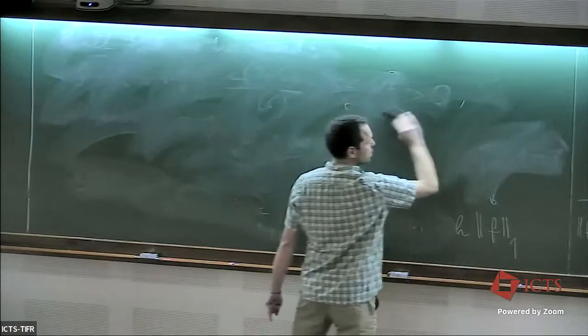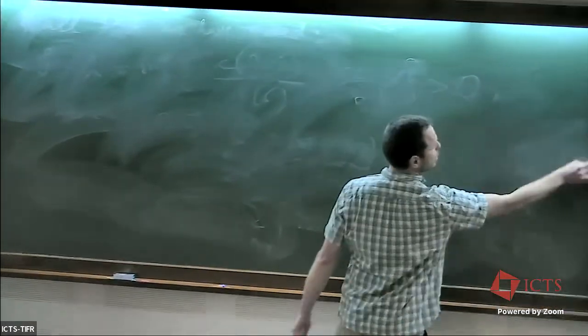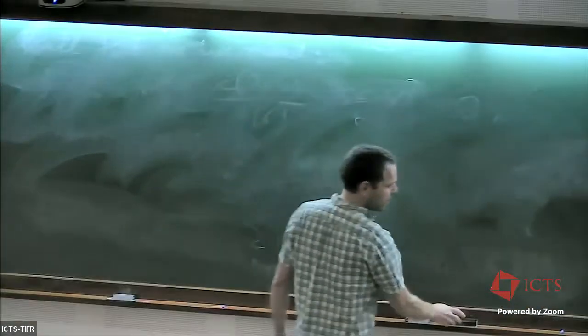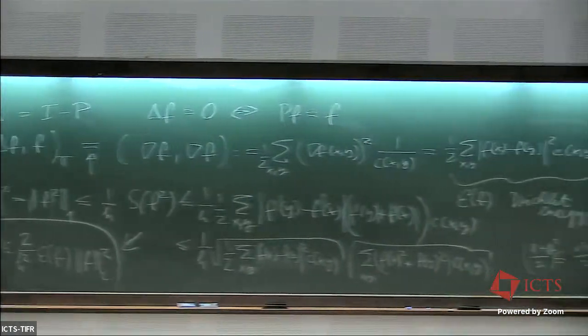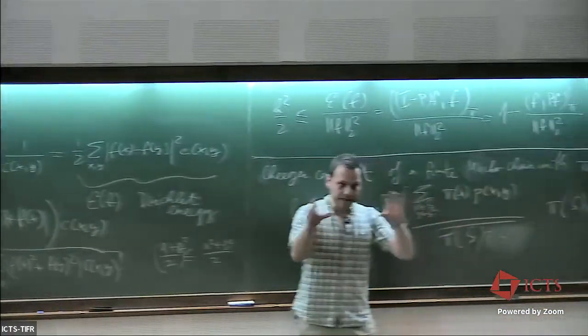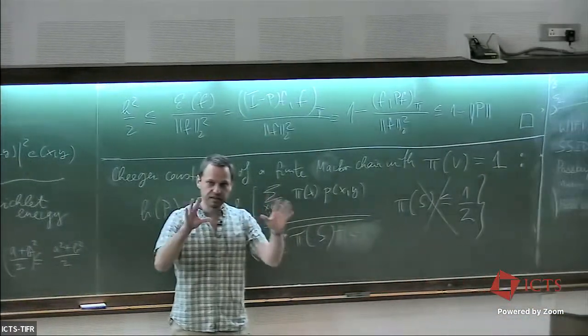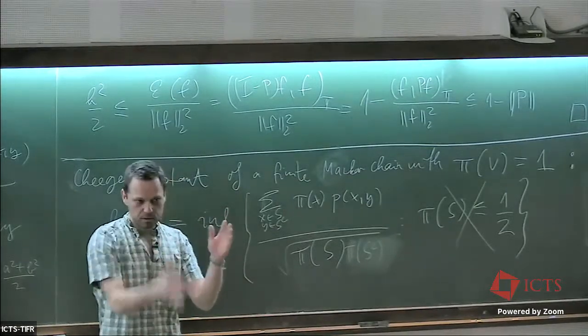The way you should think of this is that a small h means that the Markov chain has a bad bottleneck. You can separate with a small cost, with a small conductance flowing through the two pieces, S and S complement. So you can cut the Markov chain into two relatively large pieces with a relatively small cut.